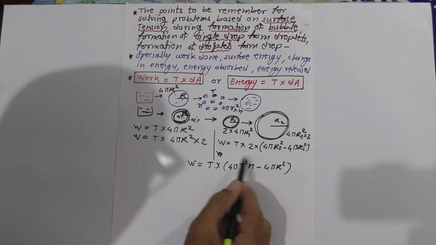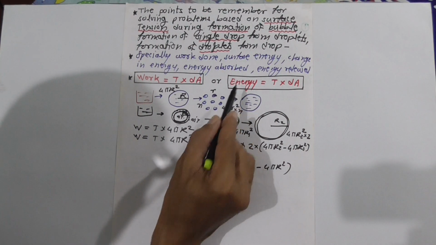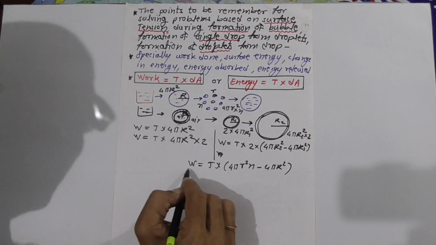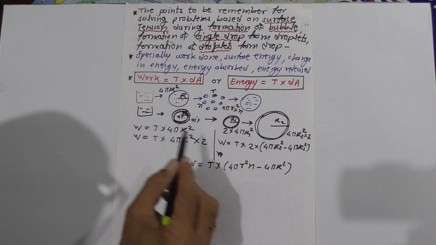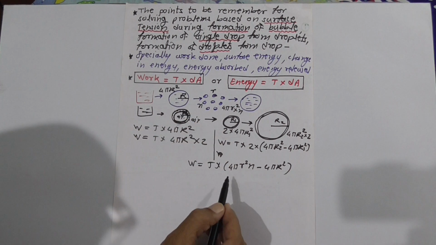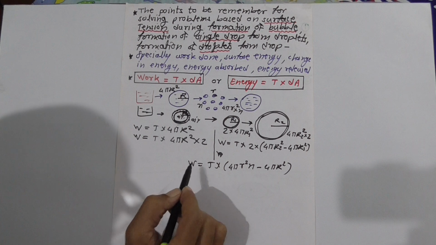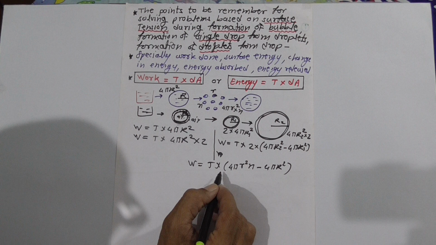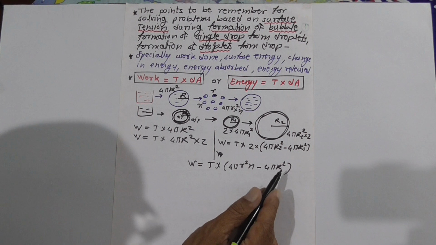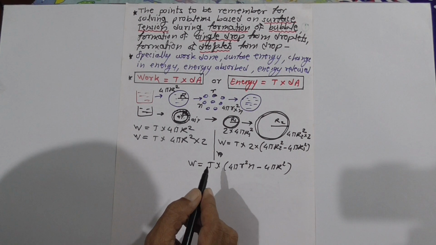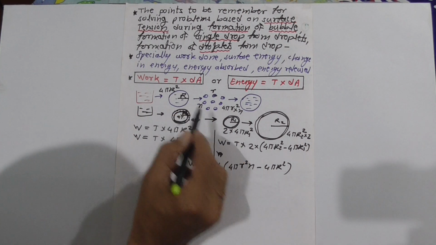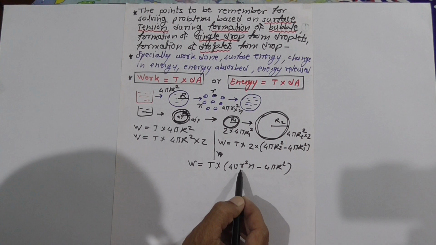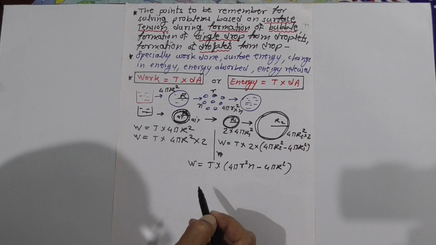Same is the expression for change in energy as well, or you may say energy required or energy absorbed here, because the total surface area increases. Here energy is required, energy is absorbed. Same will be the expression for energy: T into 4 pi r square n minus 4 pi capital R square. But the basic difference between these two terms is that you have to calculate the relation between small r and capital R. How can that be done?